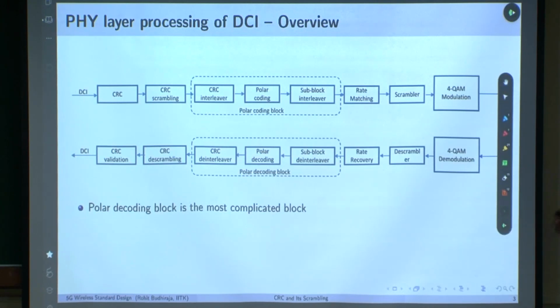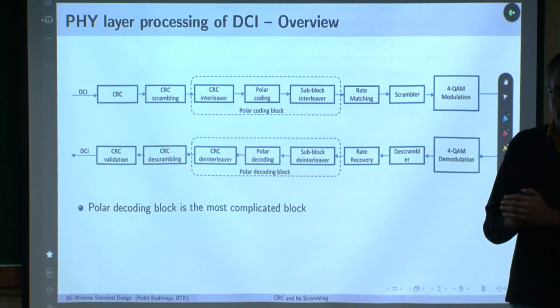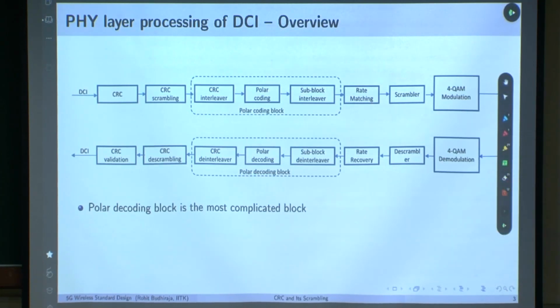So let's say the content of DCI is decided, which needs to be transmitted. Again, this is raw information, you cannot simply send it over. It has to undergo certain processing, and the ideas remain the same as in PDSCH processing. First thing you immediately see is CRC. As soon as the physical layer gets the DCI from the MAC layer, the CRC gets appended. Again it is a 24-bit CRC.